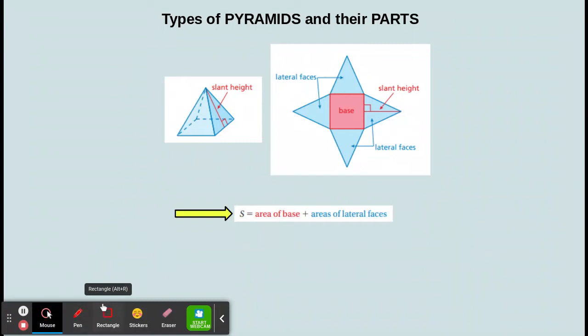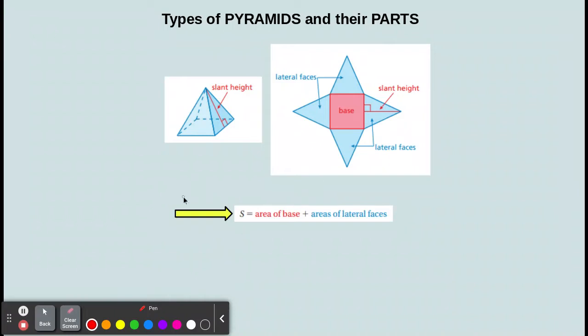Okay, so here you can see a little bit better picture of it. This time we have a square for our base in this example. That's our base. We only have one of them. And then we have lateral faces, and we have 4 in this case. Here you can see the height of our triangle, which is considered the slant height of the pyramid.